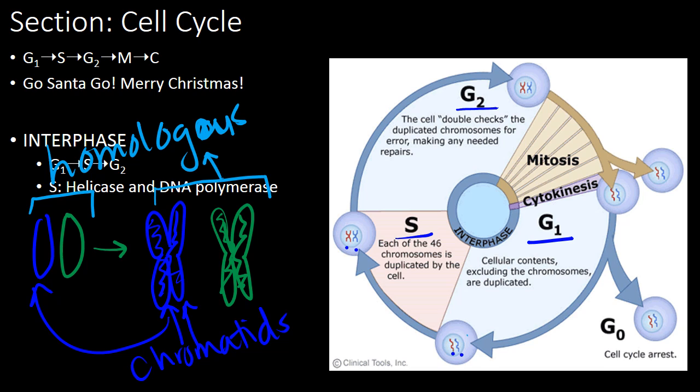So let's look back at the picture. Right here, it's a mom and dad copy of the same chromosome, so that is a homologous pair. Right here in the yellow X's, that's a homologous pair because it's a mom and dad copy of the same chromosome. Alrighty, so let's go back to our picture.